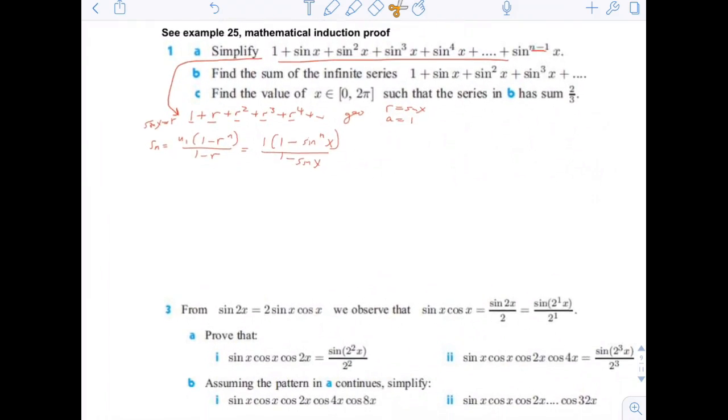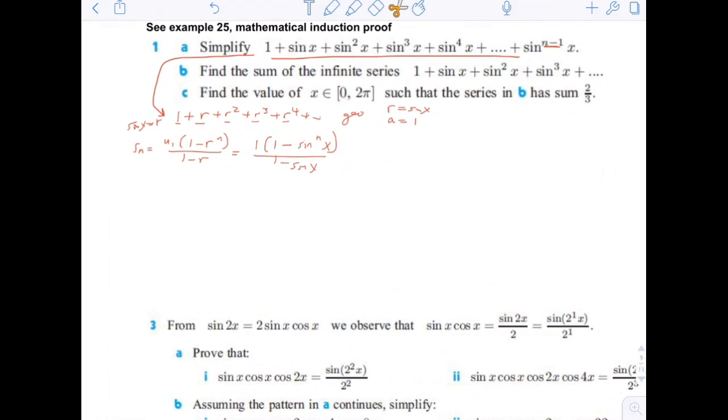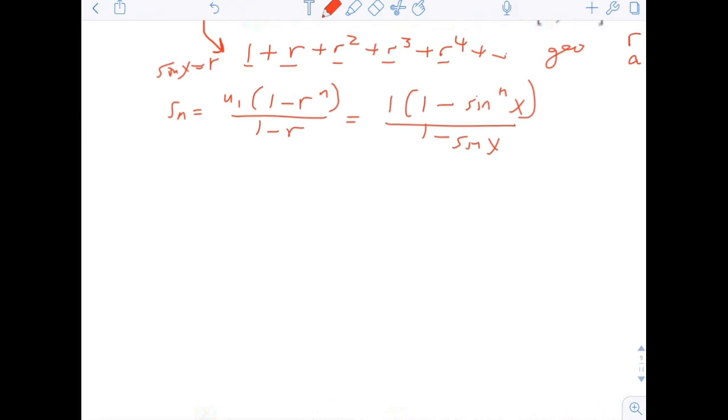Now, instead of sine to the n minus 1, which is the nth term, they want us to find the sum of the infinite series. The sum of the infinite series formula is similar to the sum up to the nth term formula. It's actually easier. It's u1 over 1 minus r. Isn't that easy? So we're going to have u1, which is 1, over 1 minus sine x, which is 1 minus r. And that's it for B.